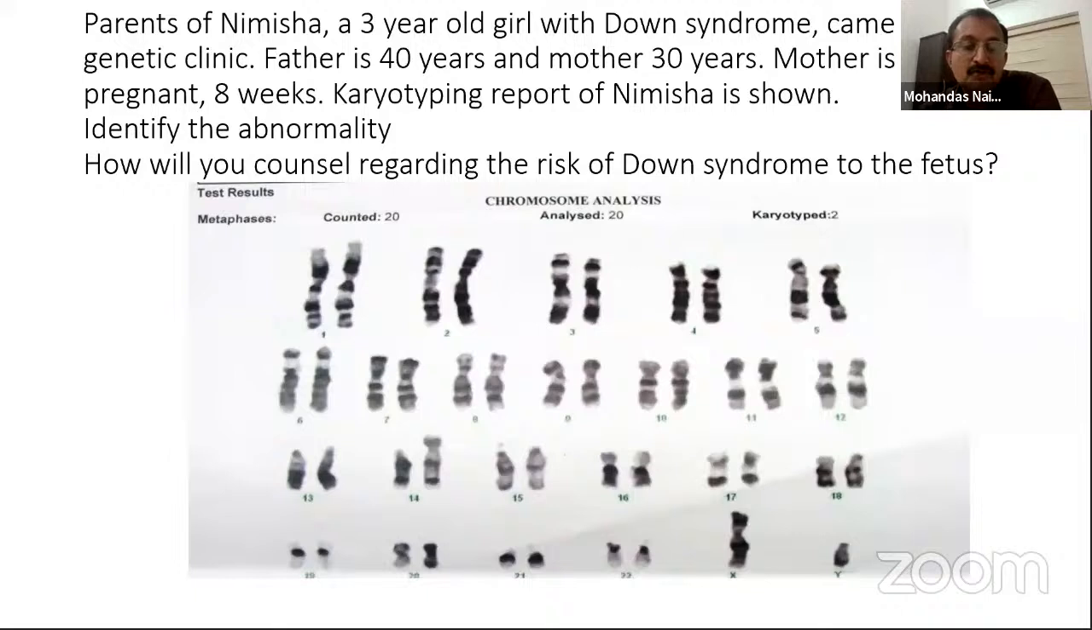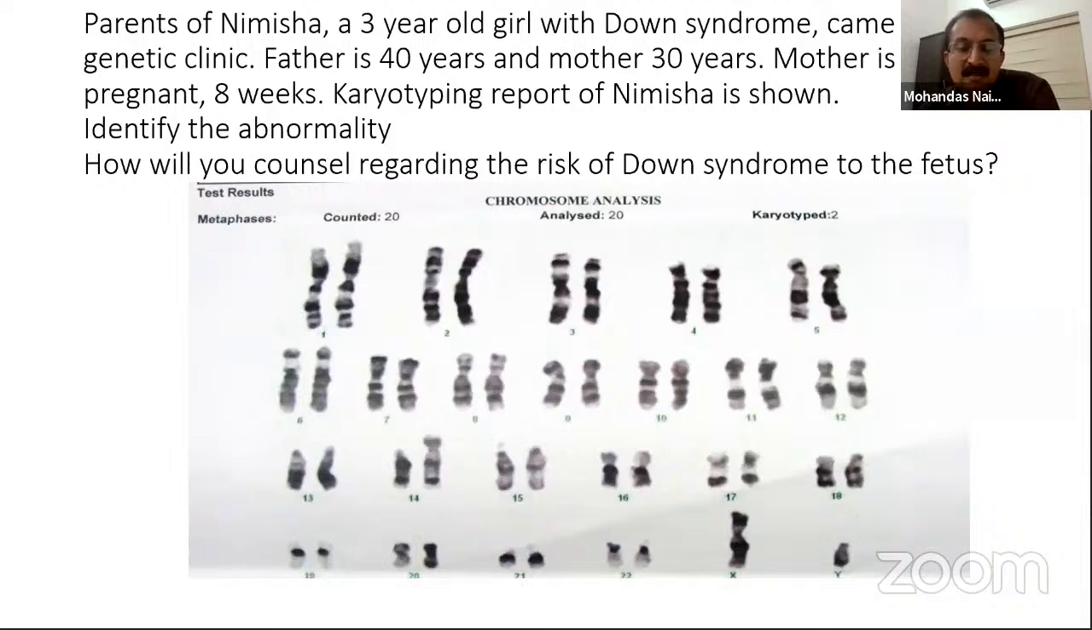So here, you should do the karyotyping of the parents. And if both parents are normal, then the recurrence risk is just the age-related risk. So she is 30 years, so you can go through what the risk is for a 30-year-old. It will be somewhere less than 1%.